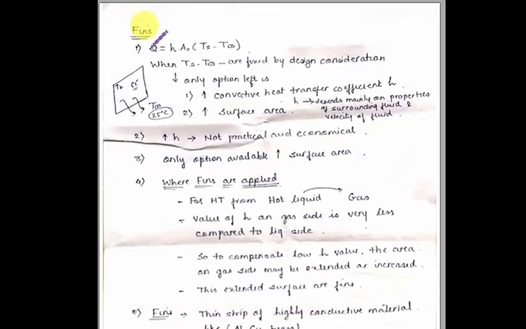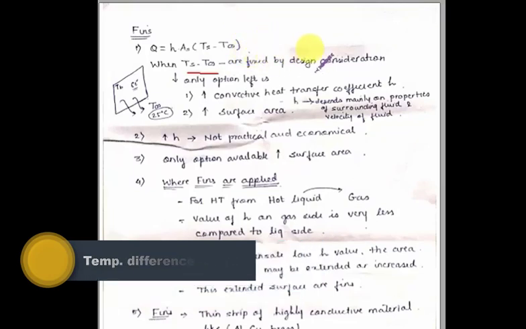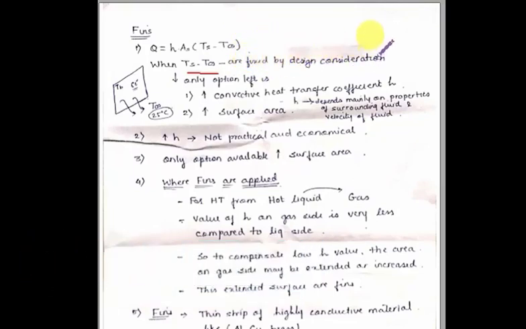So if this problem is given to you, the answer to this problem is given by these three parameters. Now the first parameter is Ts minus T infinity. This is usually fixed by design consideration, so you can't play much with it. Also you can't change the ambient temperature. It is difficult, so this is not a preferred option, and it is very much less in your hand. Now the second option available is to increase h.